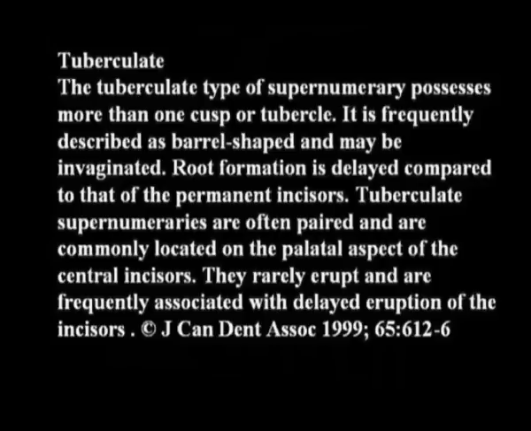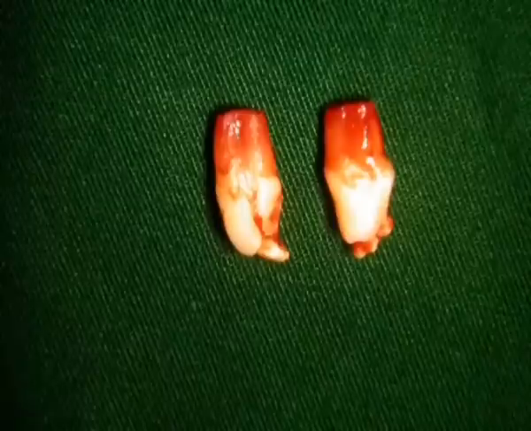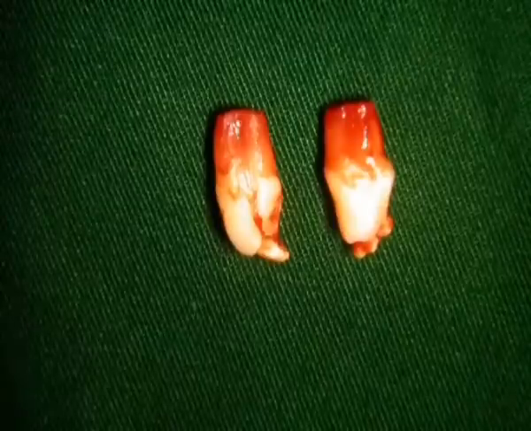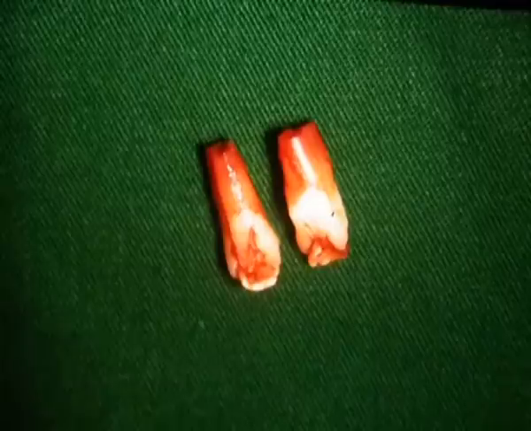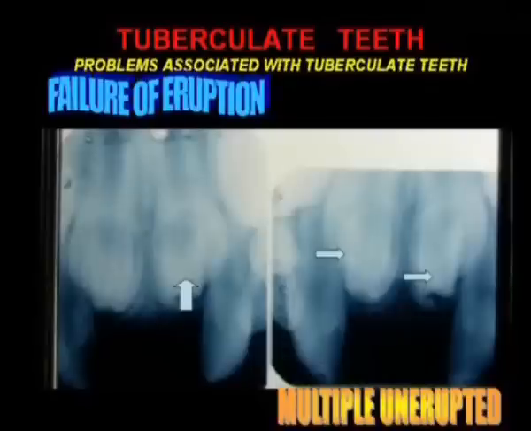Tuberculate supernumerary teeth are frequently described as barrel-shaped and may be invaginated and may contain more than one cusp or tubercle. Root formation is delayed compared to that of permanent teeth. Tuberculate are often paired and are commonly located on the palatal aspect of the central incisor, and are frequently associated with delayed eruption of the permanent teeth.